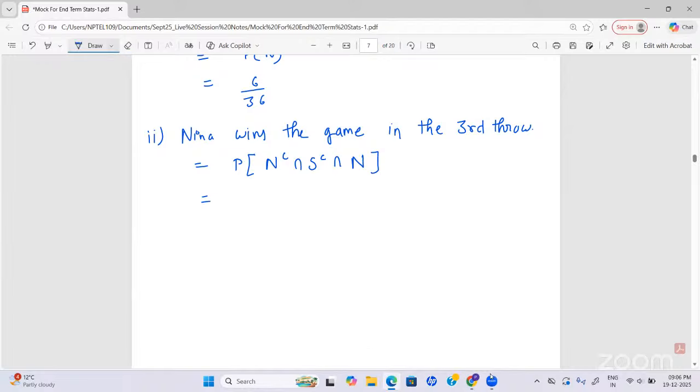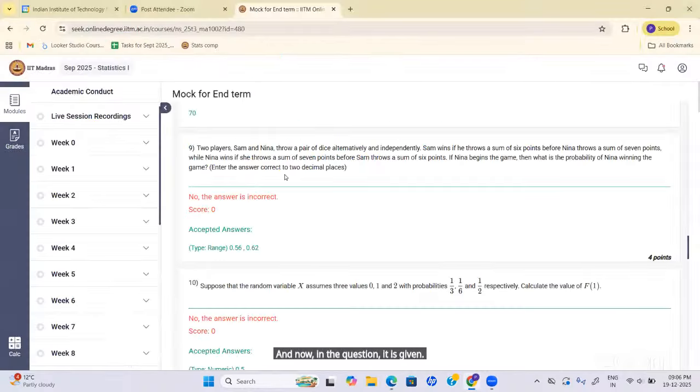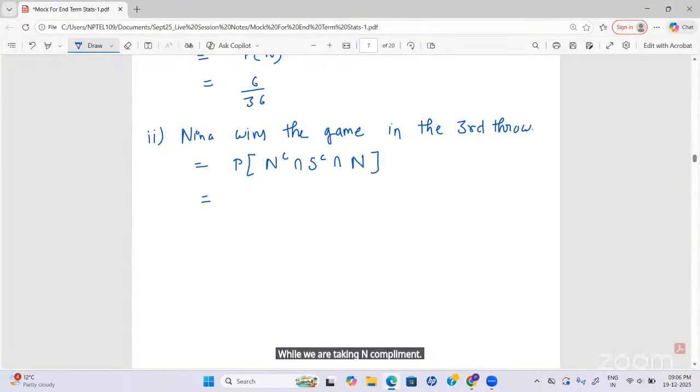Ma'am, if she wins, then N should become, right? So why are we taking N complement? N complement is for the first throw. We have to take the result of the first and second throws as well, right? Okay, got it.